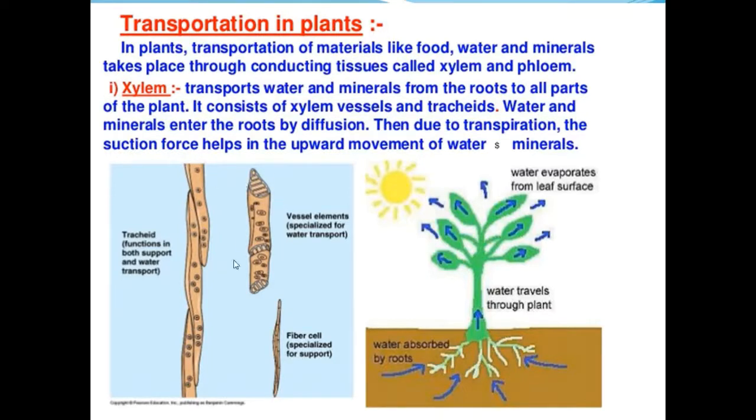As you can see here, this is the xylem vessel, this is the tracheid and how it looks. And here it is shown the fiber element, that is the one which provides only support. So water and minerals enter the roots by the process of diffusion, and due to transpiration which is happening from the leaves, a suction force develops and that helps in this upward movement of water and minerals.